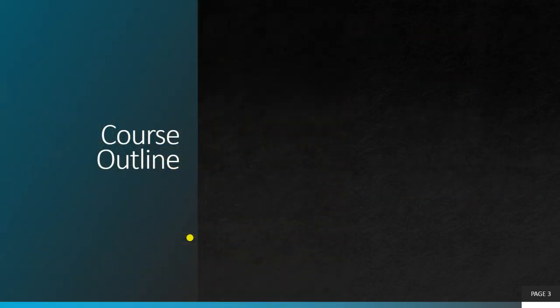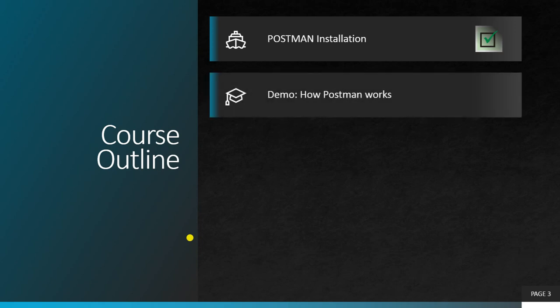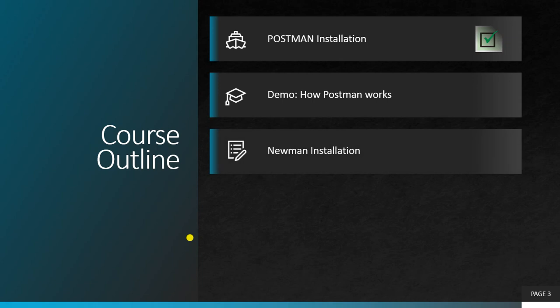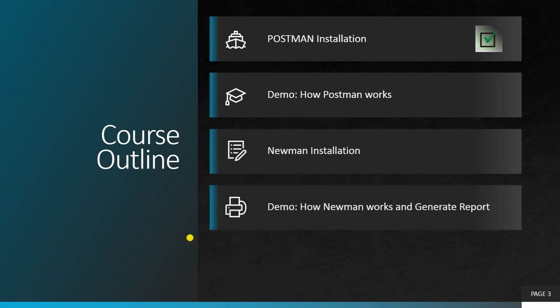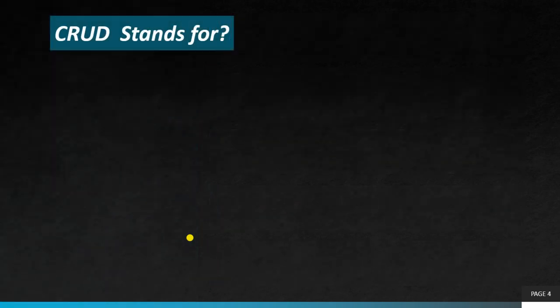So these are the course contents. The Postman installation part we already did in the last video. If you still haven't done this, please watch my previous video and install Postman accordingly. In today's video we'll see a demo of how Postman works, then Newman installation, a demo of Newman, and integration with Jenkins. Before that, we'll see what CRUD is, what it stands for, and why it is used in Postman.